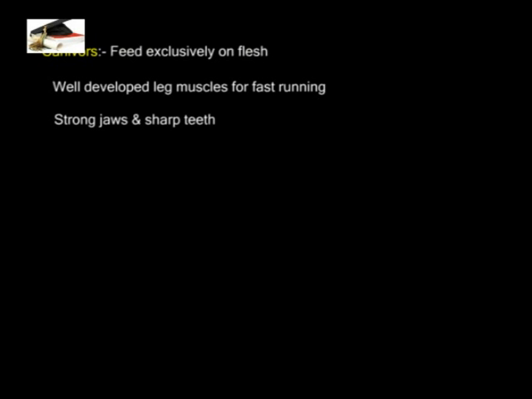Carnivores are animals which feed exclusively on flesh. Most carnivores are hunters. Some are adapted to fast running and have well-developed leg muscles that facilitate their movement. The cheetah is one such animal that moves very fast. They also have strong jaws and sharp teeth to grasp their prey. They have four different types of teeth.